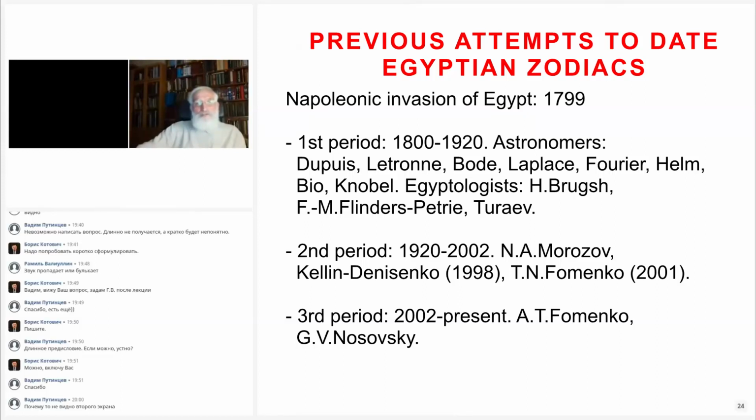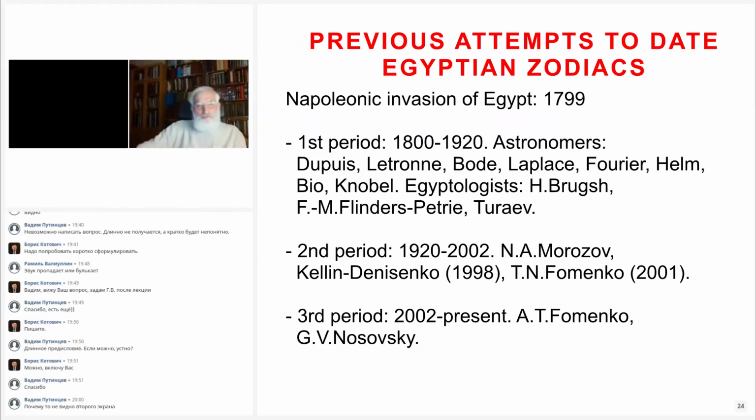Therefore, if we talk about attempts at dating, the first period is when astronomers, along with Egyptologists, tried to engage in this. Here are listed the names of astronomers and Egyptologists who were involved in this. They sincerely tried to date them. Well, sincerely within the framework of their chronological ideas. It didn't go well for them.